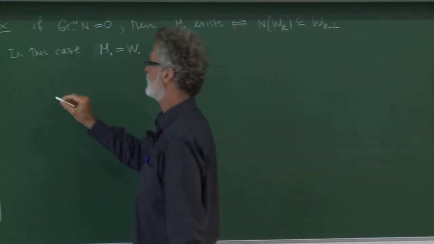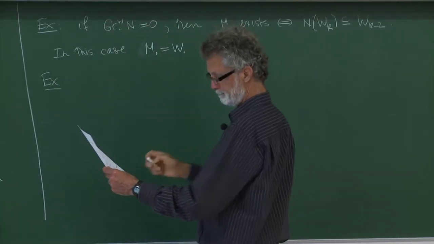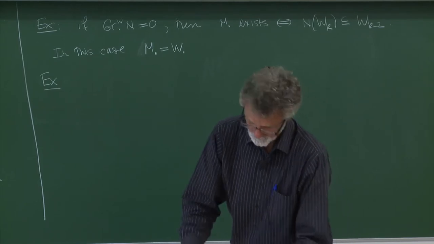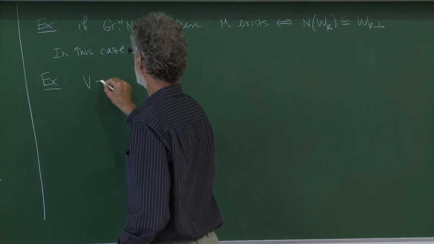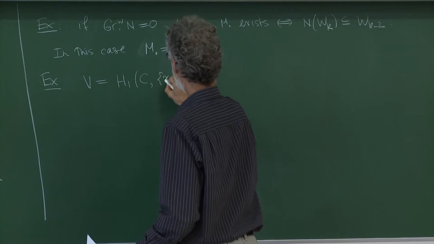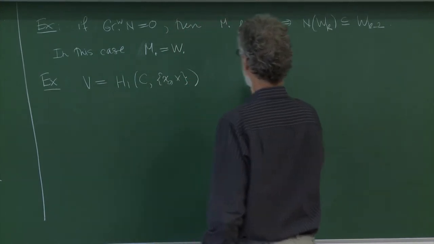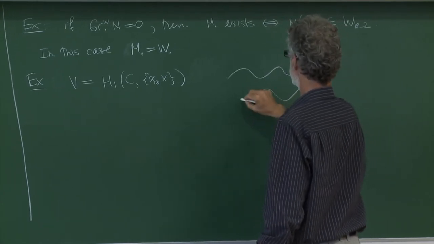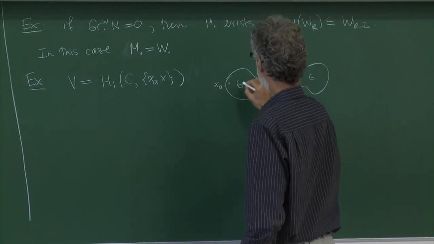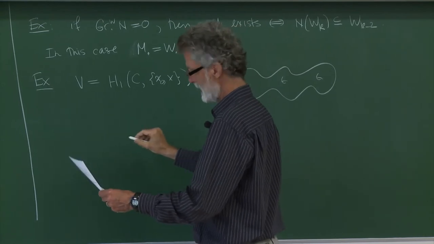And so it's easy to see here. Maybe I should give an example of where it doesn't exist. So I could take V equals, say, H^1 of some curve C relative to, say, x0 and x1. So we'll take an x0, and here's an x1. And so we have an exact sequence.